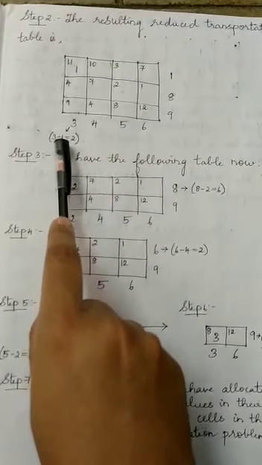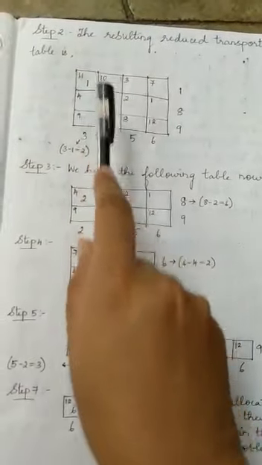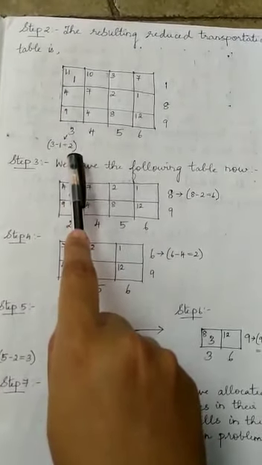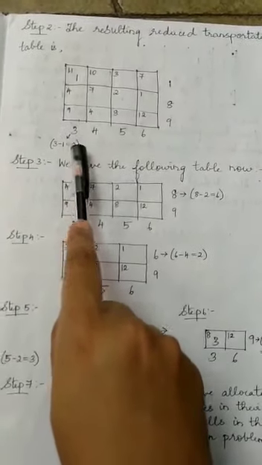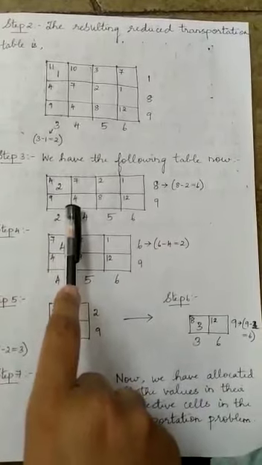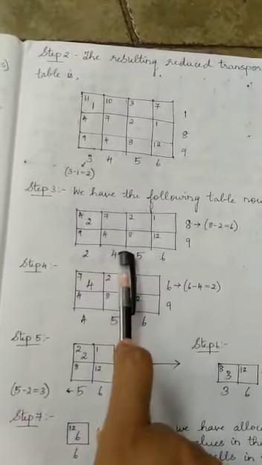Which will give us 3 minus 1, 2. Now, this row is going to be eliminated and this maximum value 3 is going to be replaced by the newly obtained value 2 in the next step. Step 3. We have the following table now. So, we have the table with 2 rows and 4 columns as shown here.